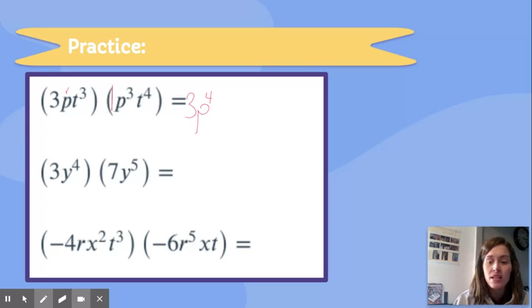And then we look at our variable t. We have t to the third times t to the fourth. So 3 t's and 4 t's gives us 7 t's. So now we have 3p to the fourth, t to the seventh. So the key here is multiply the coefficients, the big numbers. Then add the exponents, the little numbers, to each of the variables that are the same.